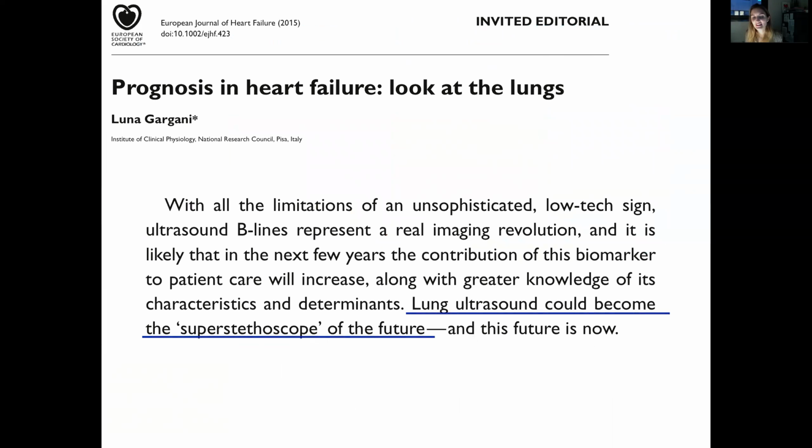Actually, lung ultrasound could become the super stethoscope of the future, as I had the chance to say in this editorial about, again, the prognosis in heart failure. But we all know and we believe that this future is now, is our present. Thank you.